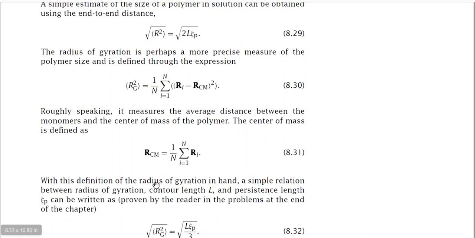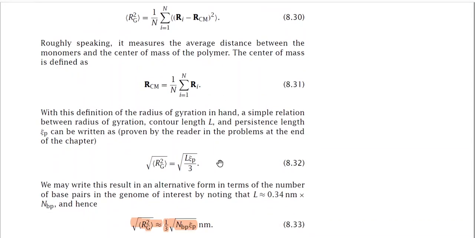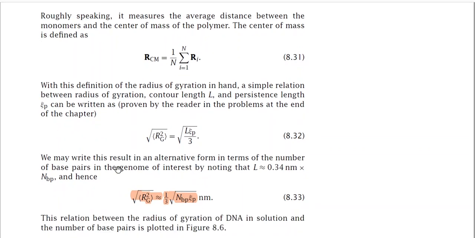With this definition of the radius of gyration in hand, a simple relation between the radius of gyration, contour length L and persistence length epsilon p can be derived. I am not going to discuss the derivation, but we can show that root over of rg square is equal to root over of L into epsilon p by 3. So this relation we can derive.